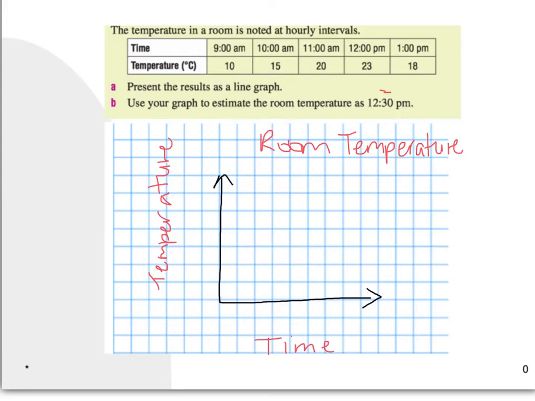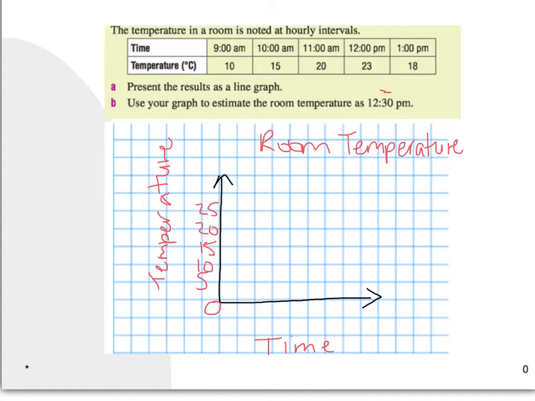Now we need to obviously start at 0 here. We need to see what the best increments would be. So I can see that it goes up to 23, and it seems to be that it would be good to do it in increments of 5 degrees. So we might do each square would be 5 degrees. So starting at 0, then we've got 5, 10, 15, 20, 25. Alright, so that should cover it all.